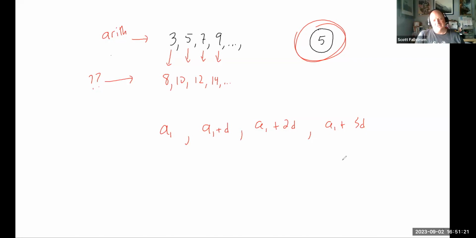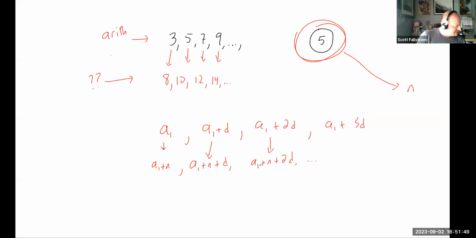So if you start with a sequence like this, and then you add any number at all, and I'll call this number n, will I end up with an arithmetic sequence? If I started with a1 plus n, the next one would be a1 plus n plus d, then a1 plus n plus 2d, because every time I just add n to each one of these, dot, dot, dot. And the question is, will it remain arithmetic? Remember the definition of an arithmetic sequence.